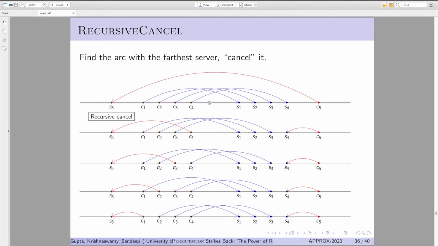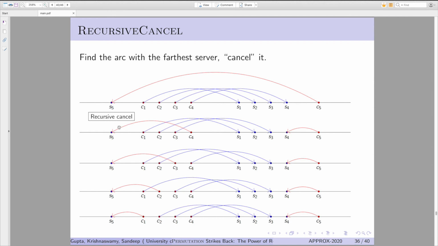In the recursive cancel algorithm, when a forward arc arrives as an output of the permutation, we just add it as it is. And when a backward arc arrives, we look at all the clients that have forward arcs that lie inside this backward arc. For example, here C1, C2, C3, C4, and we find the client with the farthest server among them. For example, here it's C4. So we just cancel C4S4 and C5S5.